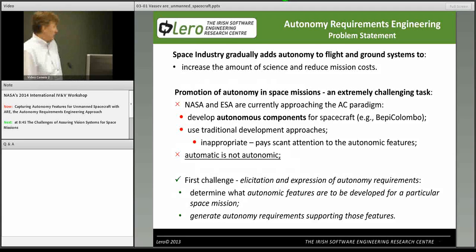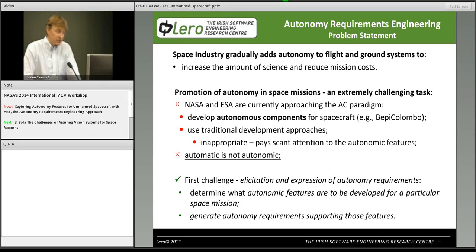So, you all know here, you're NASA people, that NASA, ESA, JAXA, and other space agencies are approaching the problem of deep space exploration by relying on unmanned spacecraft. The idea is to increase the amount of science by allowing the spacecraft to perform autonomously without human intervention. The promotion of autonomy in space missions, however, appears to be quite a challenging task. One of the solutions NASA and ESA are currently approaching is the so-called autonomic computing paradigm.